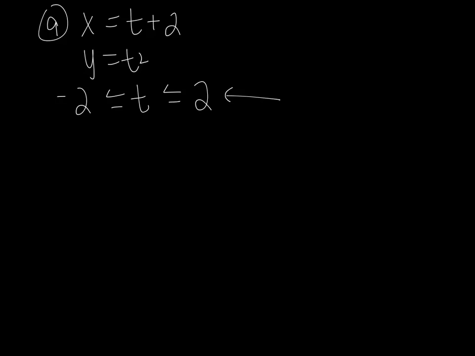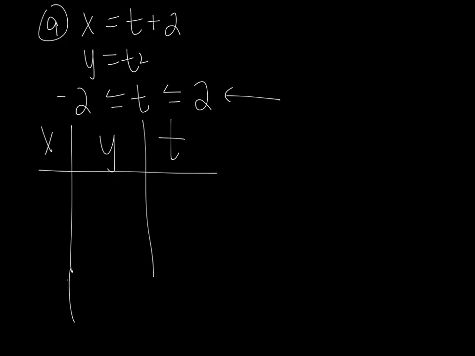So what you do is start by making your little chart of x, y, and t values. So you plug in t values of 0, 1, 2, -1, and -2, because those are all along the parameter.